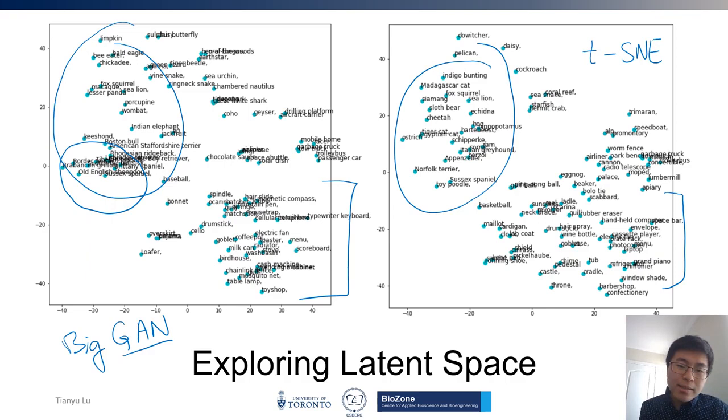Now, what's really cool about this latent space is that you can interpolate. What I mean is that you pick any two points. Suppose, here let's just pick cello and a drumstick. You draw a line between those two points and generate images for the latent vectors that correspond to points on that line. You can draw a line between airliner and a cockroach, and for every point on that line, you can generate a new image just by using the neural network. In this case, it's BigGAN. I'll show you some examples on the next slide.